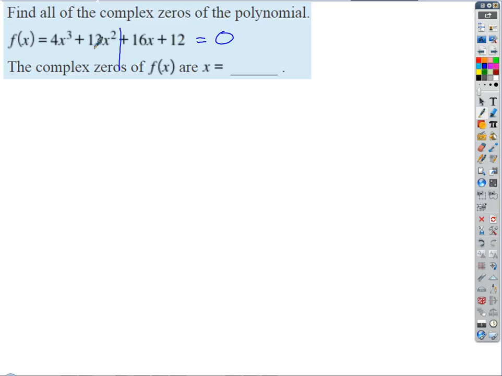4 divided by 13, is that the same thing as 16 divided by 12? No, not even close. So it can't work, right? It can't work. We could try it, but it's not going to. Just trust me.